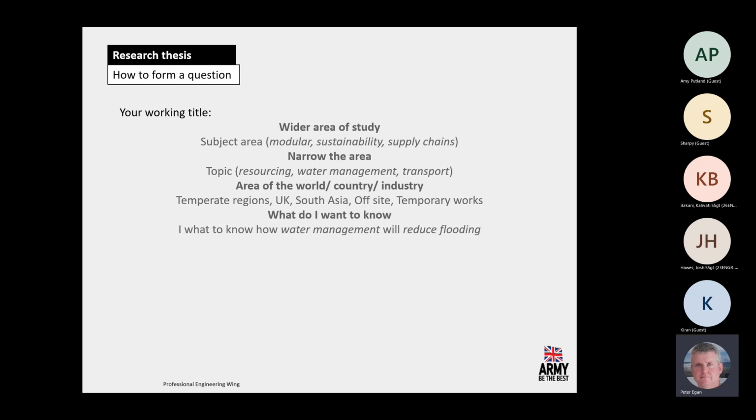So here's an example. Do you want to know, is water management and infrastructure going to reduce flooding? Okay, if I design my drainage better, will that reduce my flooding? Is that actually what I want to know? Okay, so we've looked at that big subject and we've slowly narrowed it down. We've put a bit of context to it. And then we've asked ourselves, what do we actually want to know in that little bracket? And that's what we're going to ask a question about.